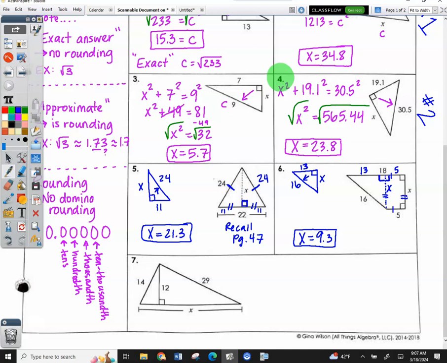Make sure you're doing the Pythagorean Theorem. I'm giving you the answer, but that's not to cut your work out. That's to give you that sense of security to know if you're doing it right.